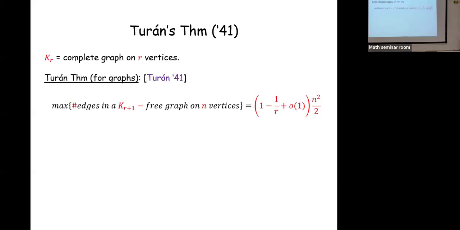If you denote by K_r the complete graph, so shall I define what a graph is? The complete graph on r vertices, so every pair of the r elements are neighbors, then if you have a graph on n vertices that does not contain a clique of size r plus 1, then the number of edges is bounded by this number. As you can see, n squared over 2 is roughly the order of magnitude of the complete graph. The complete graph has n times n minus 1 over 2 edges, and the density of such a graph that does not contain a clique on r plus 1 vertices is at most 1 minus 1 over r plus something that tends to 0.